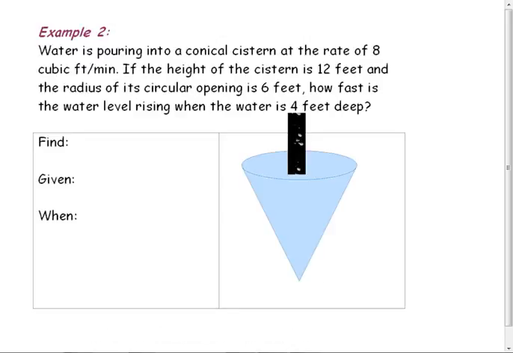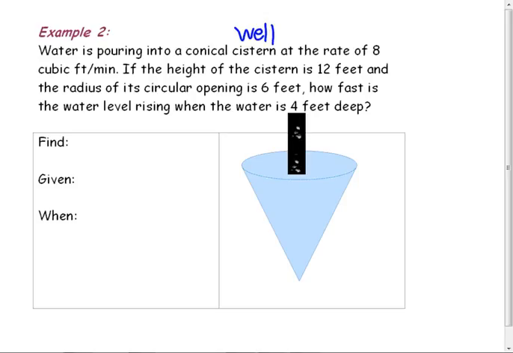We're going to do this one. This is a cistern. Water is pouring into a conical cistern. What's a cistern? You guys know? That's a cone. You're right. It's a well. When I lived on my farm, I had a cistern, and it collected water. But then it dried up, so it didn't work for me.